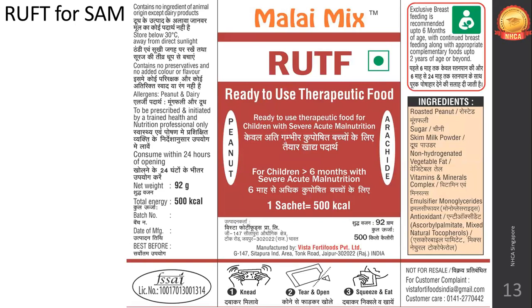Then we have the RUTF diet, that is ready to use therapeutic food. It took almost 5 to 9 years for the National Institute of Nutrition to make this ideal diet mix. Nothing you have to do here. This diet is given free of cost. It is distributed through Anganwadis and PHCs to malnourished children and the family. You just have to open it and directly give it to the child. The child will eat it as it is.